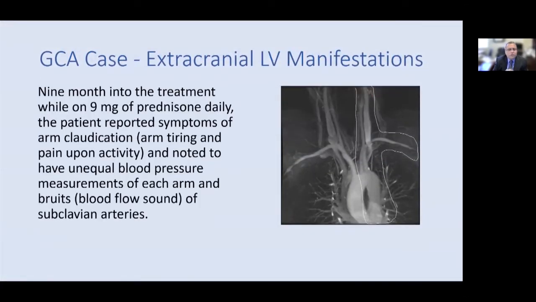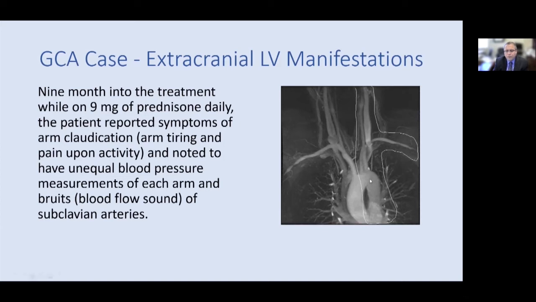So 9 months into the treatment, the patient's now on 9 milligrams of prednisone, and she comes and says, oh my God, I'm hurting in my arms, my legs. When I move my arms, do activities, lift them, bring something down, my arms get tired easily and hurt. And when we examine the patient, we notice that the blood pressures are not equal. One side is higher than the other. And then when we listen with the stethoscope, we notice some bruit, meaning the sound of blood flowing through a narrowed or atypical artery blood vessel.